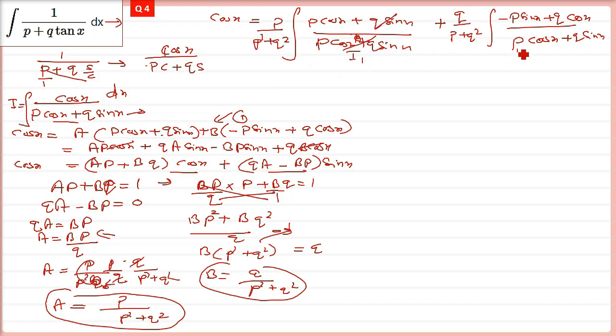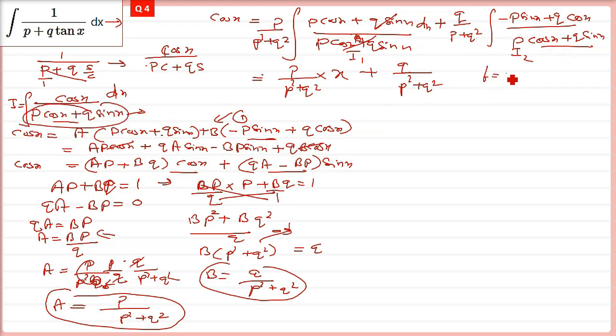So if you call it as I1 and I2, the first term will be simply p square by p square plus q square into integration of dx, which will be simply x. The second term, q by p square plus q square, and you see p cos x plus q sin x already differentiated. We have already differentiated it, which is along with b, and that is what we have got in the numerator as well. Let me show you again. If you take t as p cos x plus q sin x, you will have a differentiation which will give you dt equals to negative p sin x plus q cos x dx.